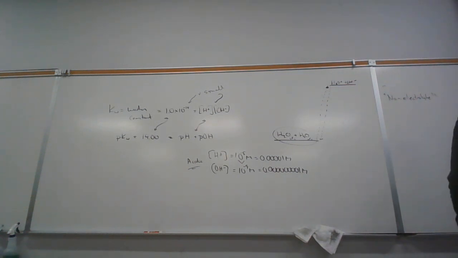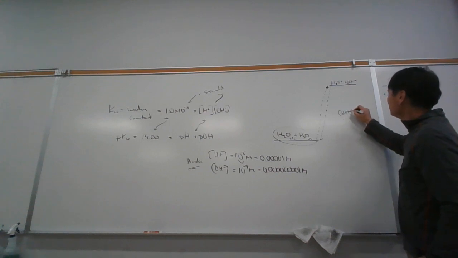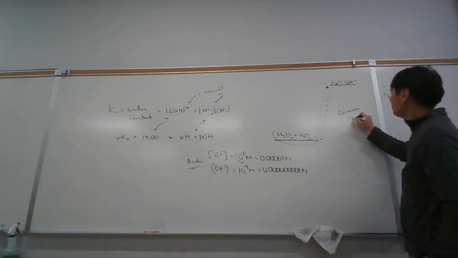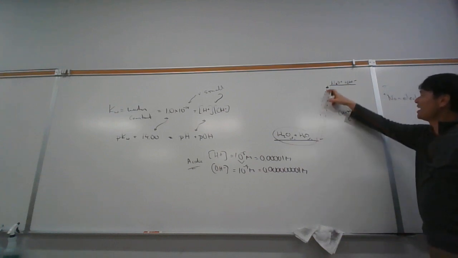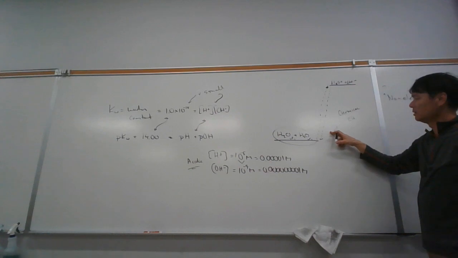Chapter 18 deals with chemical equilibrium. And so this is a chemical equilibrium here. This is dynamic equilibrium. It's a chemical equilibrium because this reaction can go in two ways. It can go forward or it could go reverse.